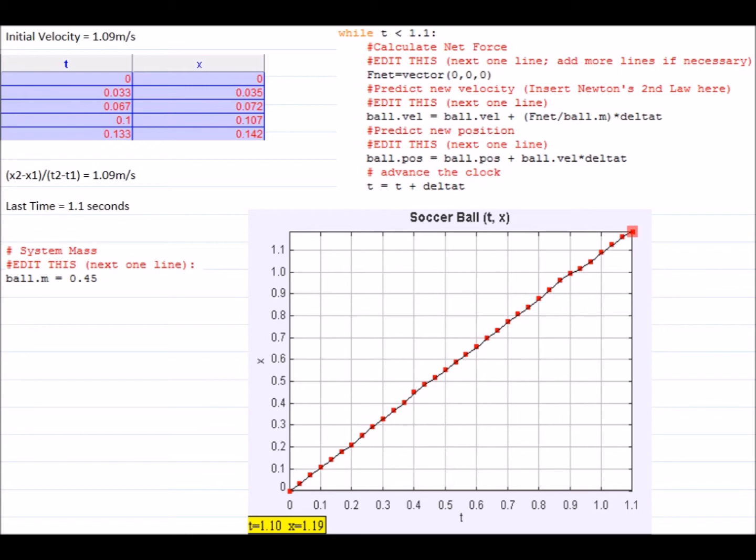0.033 and 0.067 seconds. After doing the same calculation as earlier, the ball's initial velocity was calculated to be 1.09 meters per second. Once again, Newton's second law is used in the VPython code, and there are no forces acting on the ball. The motion of the ball is seen in this computational model.